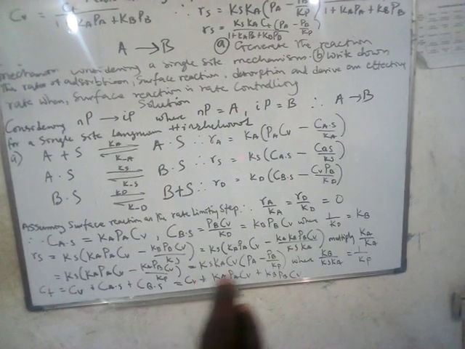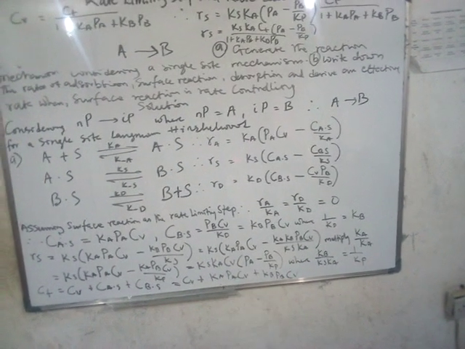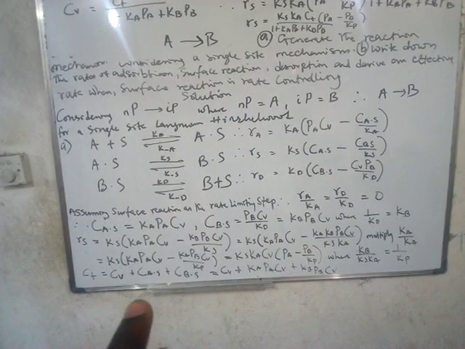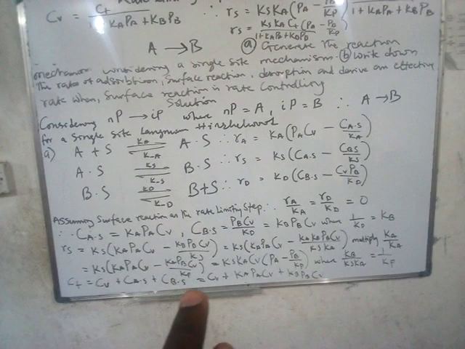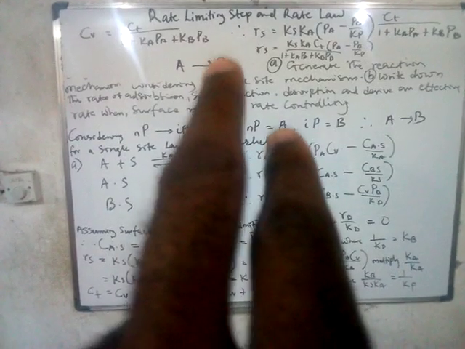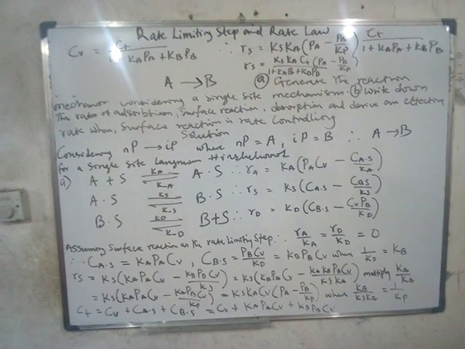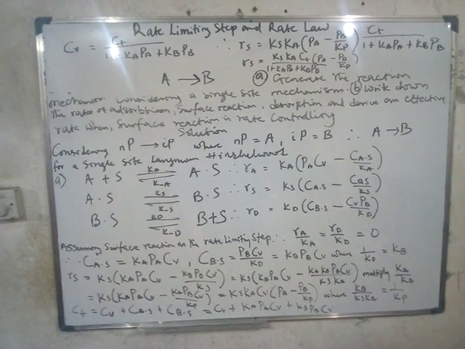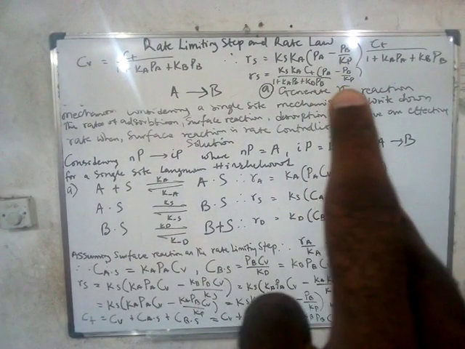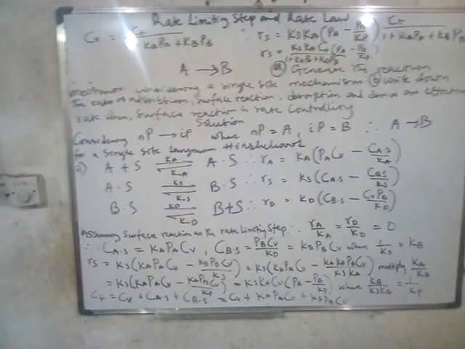Substitute it back into the equation so that you have the final equation as Ks KA CV into bracket PA minus PB over Kp. Then make the site balance by saying total site is equal to vacant site plus that occupied by A and that occupied by B. Make CV the subject, so that CV becomes equal to CT over 1 plus KAPA plus KBPB. Substitute this value in the former equation, so that you have the final RS equal to KSKACT into bracket PA minus PB over Kp, all over 1 plus KAPA plus KBPB, and that is the final rate law.